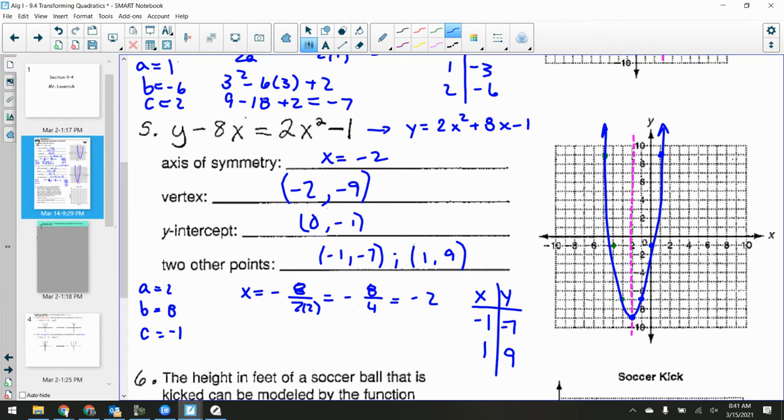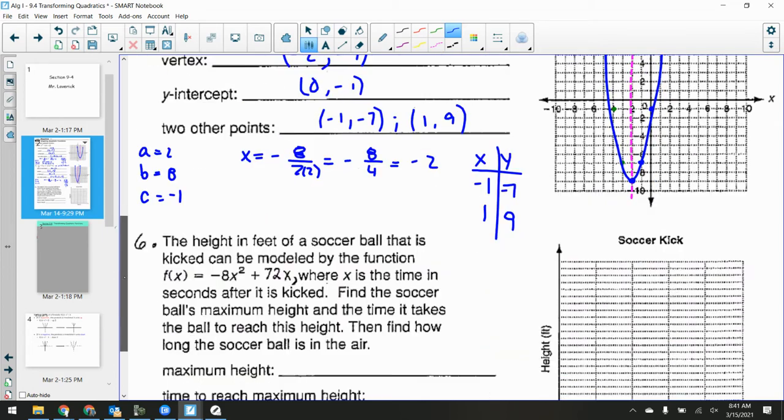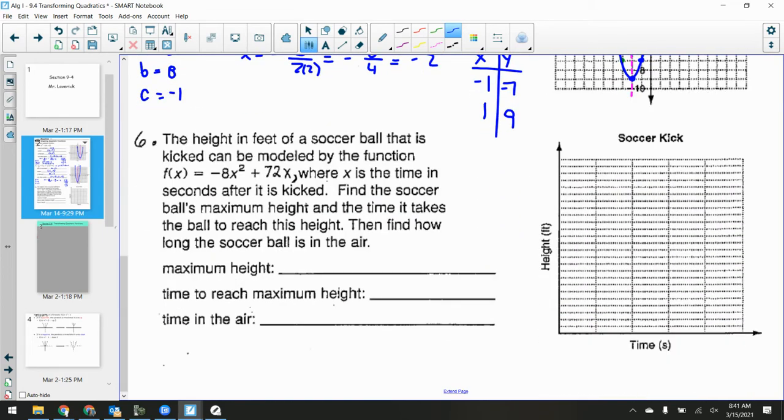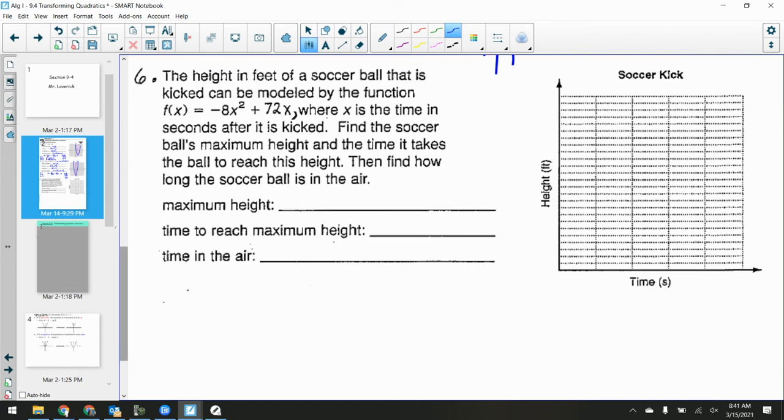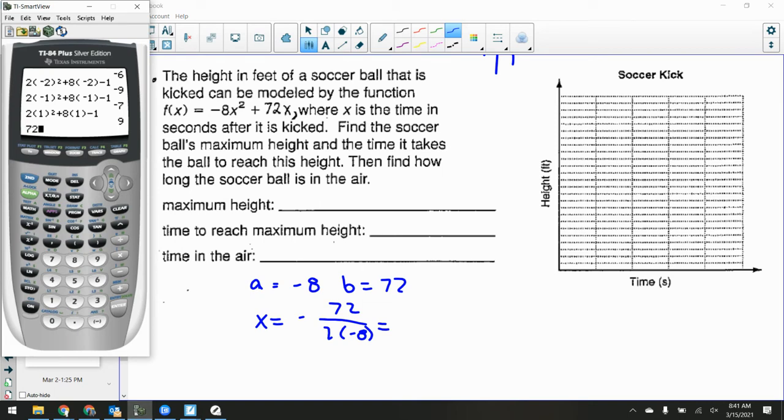Okay. Let's take a look at the last one here, number 6. The height in feet of a soccer ball that is kicked can be modeled by this function, negative 8x squared plus 72x. I said they would be reasonable. This one's kind of not reasonable, but you'll see here. A is negative 8. B is 72. So if I want the maximum, it's going to be x is equal to negative 72 over 2 times negative 8, which is going to be 72 divided by 16, which is 4.5.